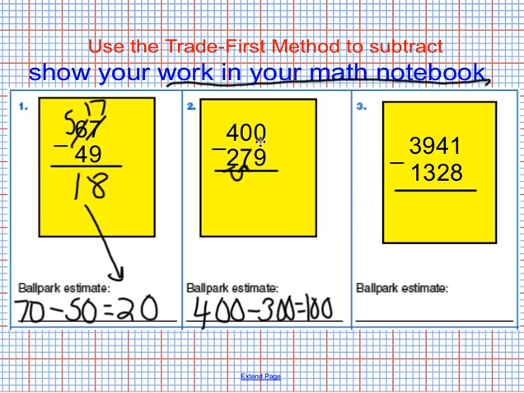So we need to do some subtracting. 0 is not bigger than 9, so I go next door. There is a 0, so I have to think 400 is the same as 40 tens.